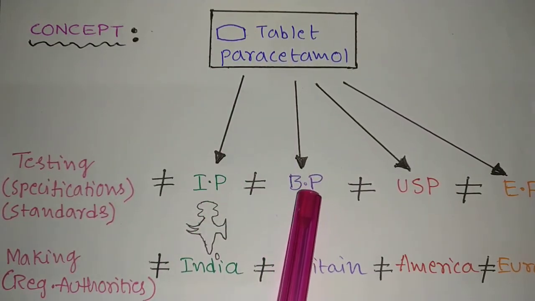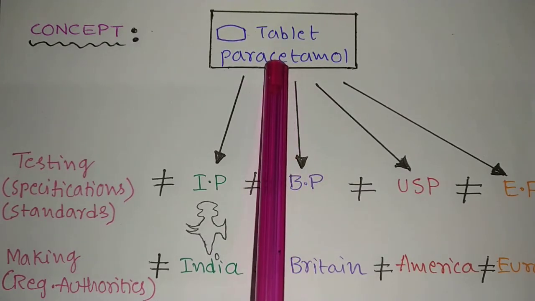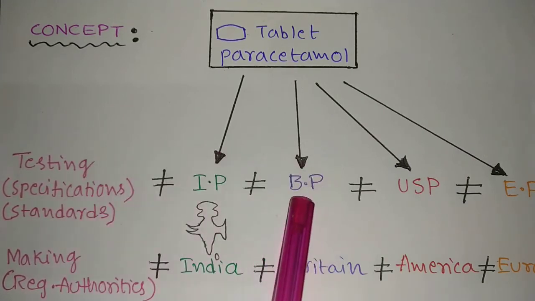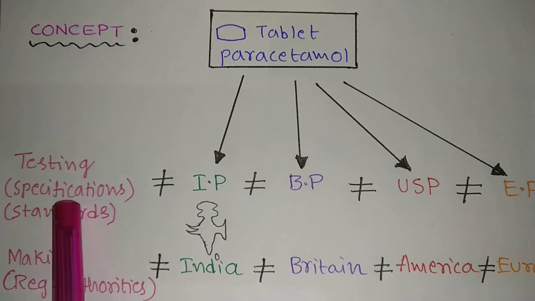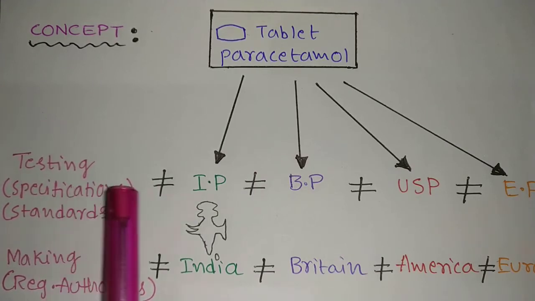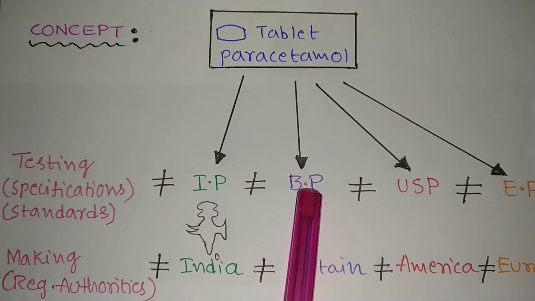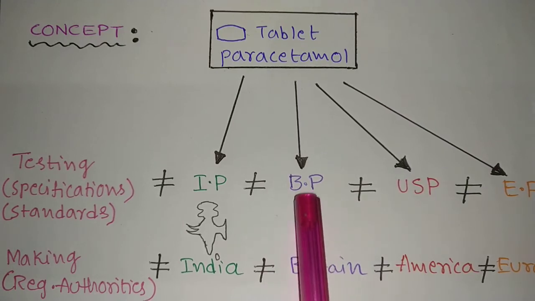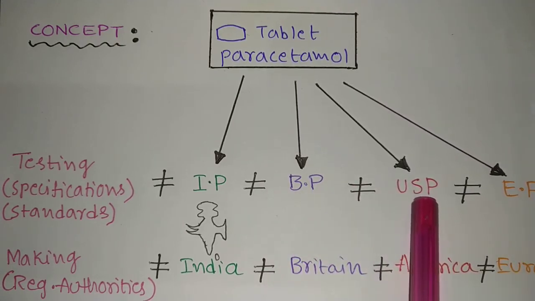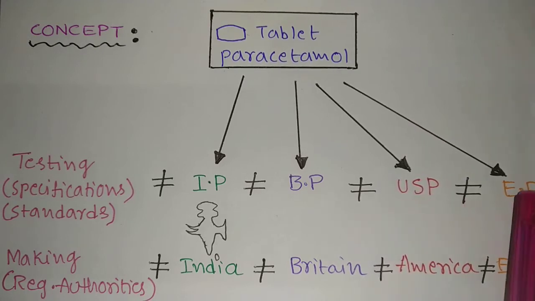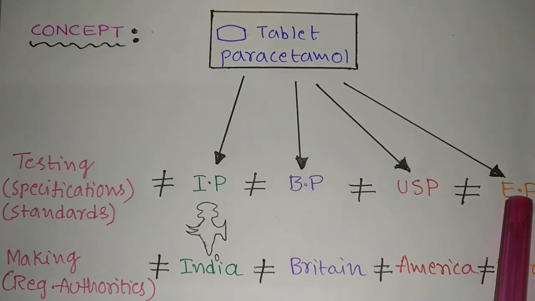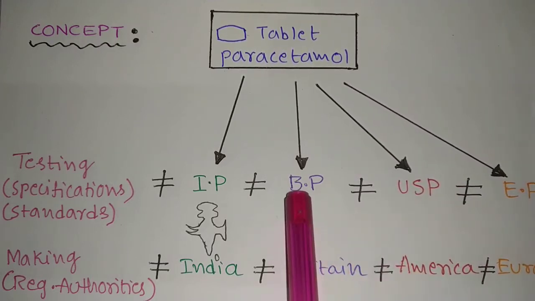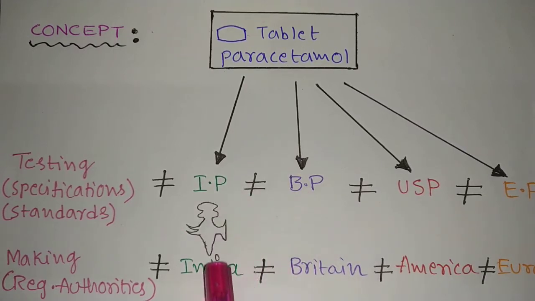So IP consists of the same things, BP also consists of paracetamol, but IP does not equal BP, because for the same paracetamol tablet, IP gives different specifications and a different testing procedure. BP gives a different testing procedure, different specifications, different limitations. That's why IP is not equal to BP. You got the point? In the same fashion, BP is not equal to USP, United States Pharmacopoeia, and USP is not equal to EP, European Pharmacopoeia. So each country has its own: USP America, EP Europe, BP Britain, IP India.